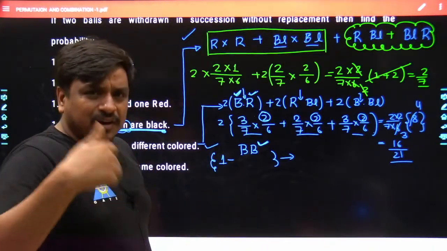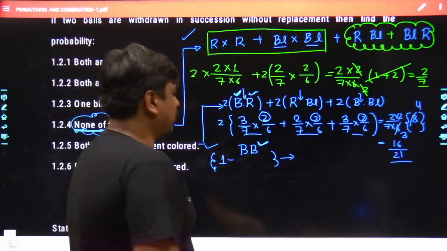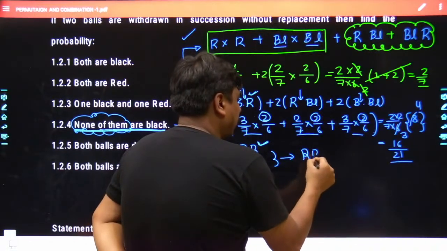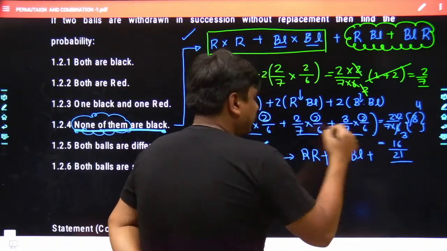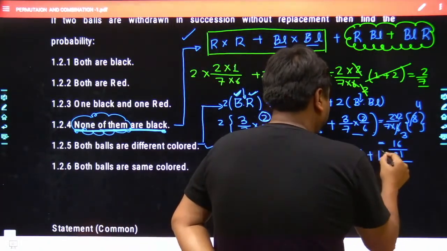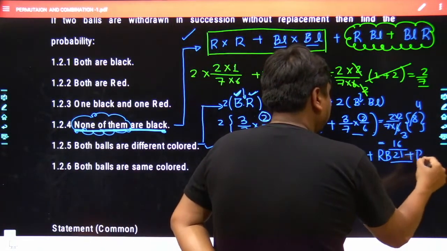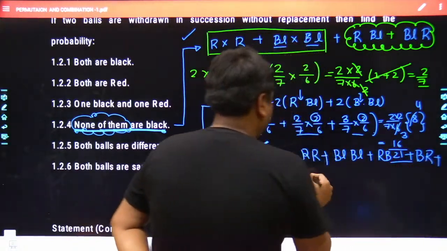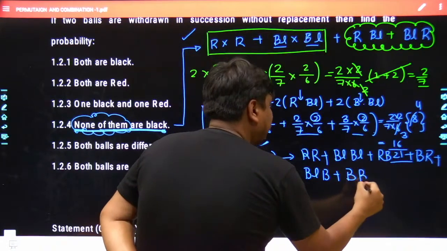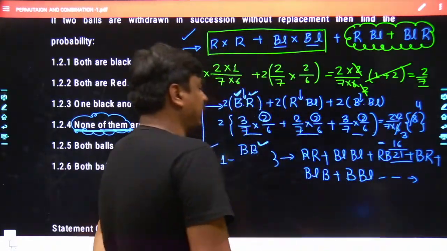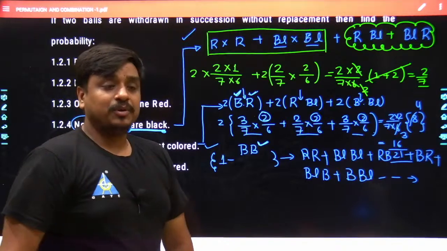That means what are the different formulations you have been using? You are taking RR into account. You are taking blue-blue into account. You are taking RB into account. You are taking BR into account. You are taking blue-black and black-blue into account. You are taking everything except BB.